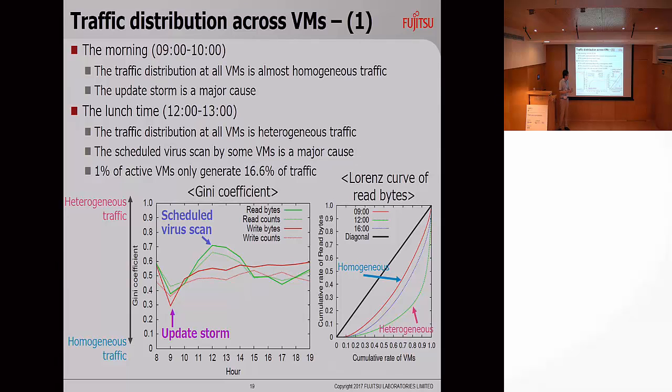They generated traffic amount. The result is that the 1% of active VM only generated approximately 70% of traffic. This value is very small compared to previous cloud storage. Some cloud storage generated 1% active users generated 60% of the traffic.